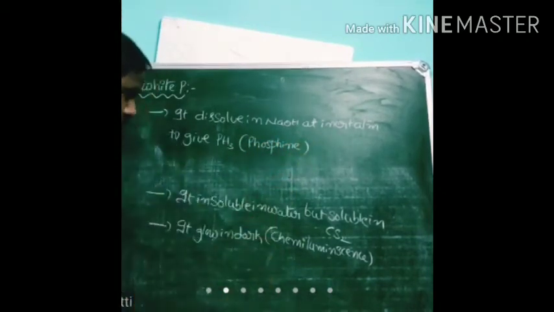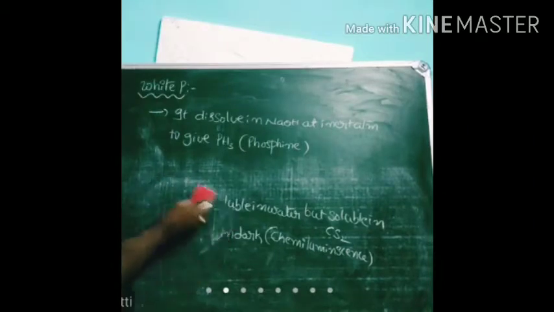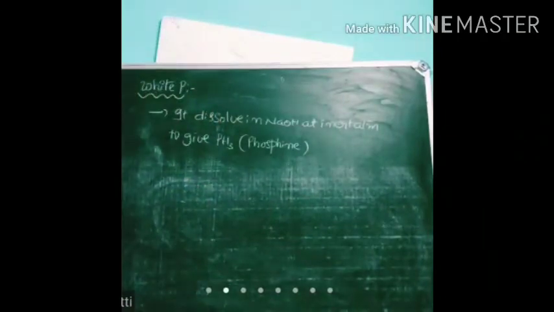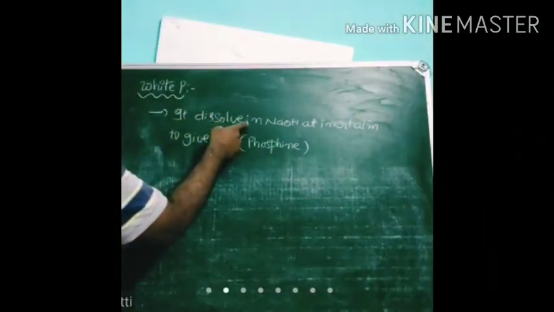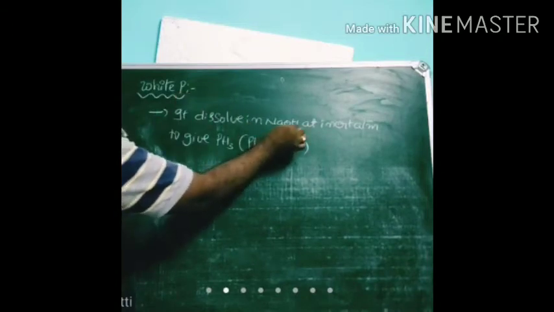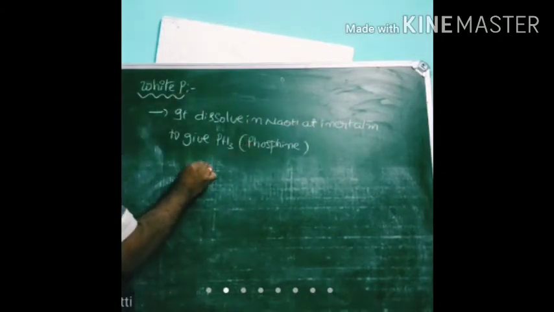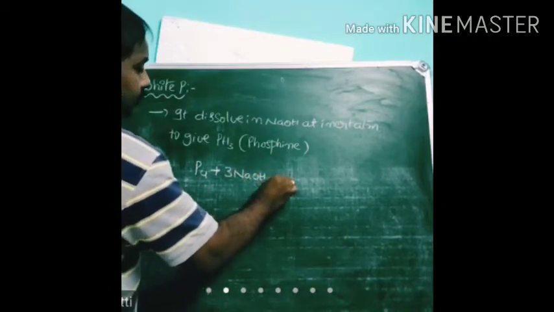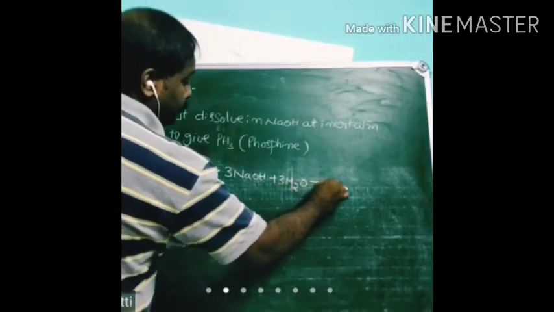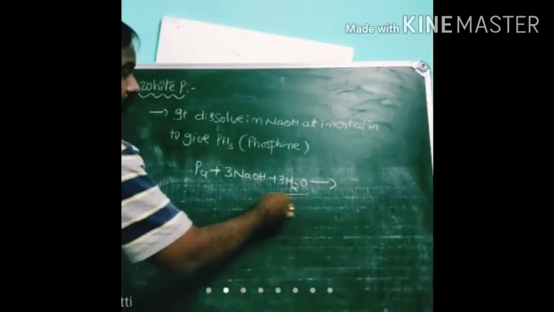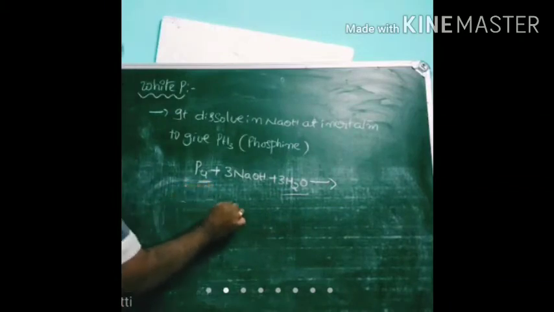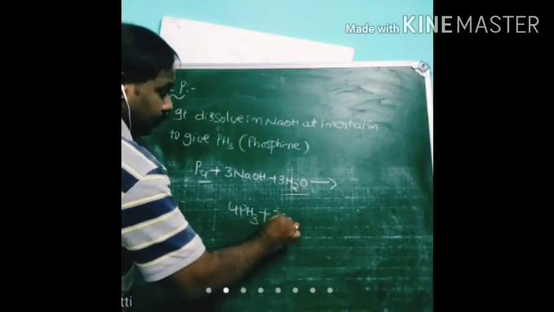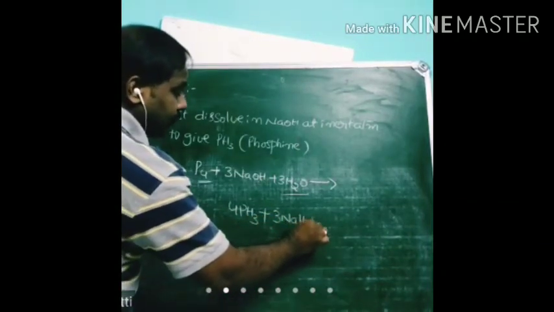Next, we are going to study the preparation of phosphine. How is phosphine prepared? Phosphine is prepared by dissolving white phosphorus in NaOH at inert atmosphere. So let us take phosphorus P4. It dissolves in dilute NaOH, with water also there, and then it gives 4 moles of PH3 along with 3 moles of NaH2PO2.